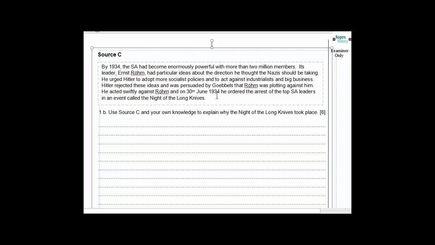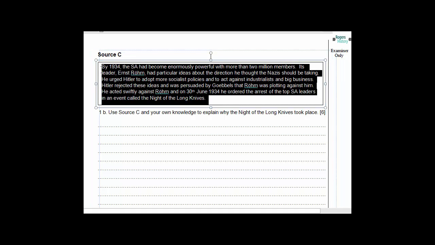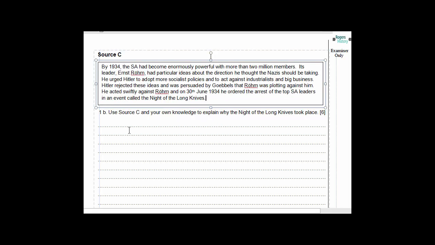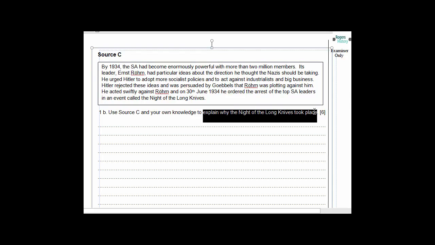and then maybe starting to talk about it in your own words, trying to rephrase and explain the points that this source makes in your own words. You need to then start thinking about bringing in your background knowledge, your own knowledge to back up the points that you want to make about the source. And if you want to make it more simple, that's the question: explain why the Night of the Long Knives took place. You need to think in your mind about the different reasons why that event happened. Why Hitler decided to act against the SA.